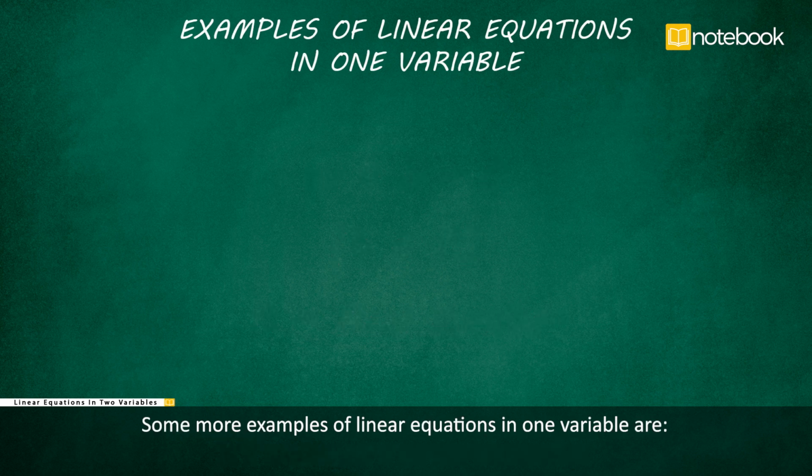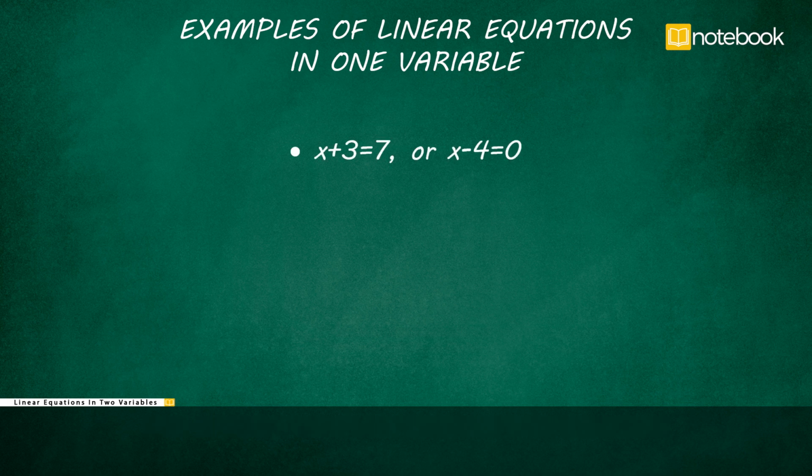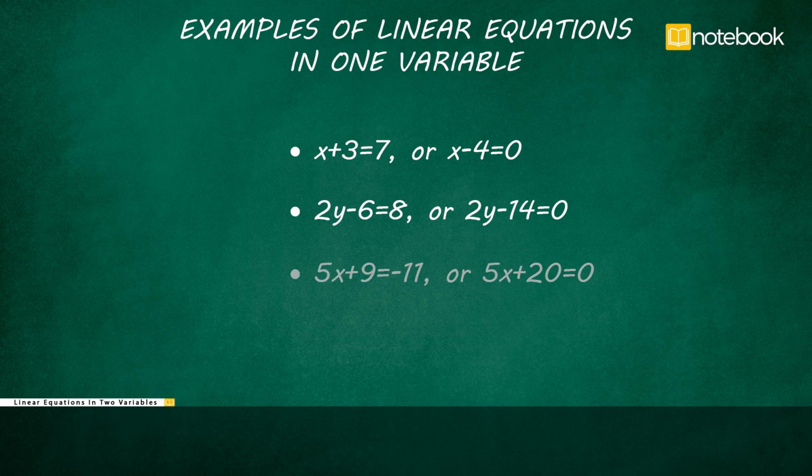Some more examples of linear equations in one variable are x plus 3 is equal to 7 or x minus 4 is equal to 0, 2y minus 6 is equal to 8 or 2y minus 14 is equal to 0, 5x plus 9 is equal to minus 11 or 5x plus 20 is equal to 0, 7a plus 21 is equal to 14 or 7a plus 7 is equal to 0.